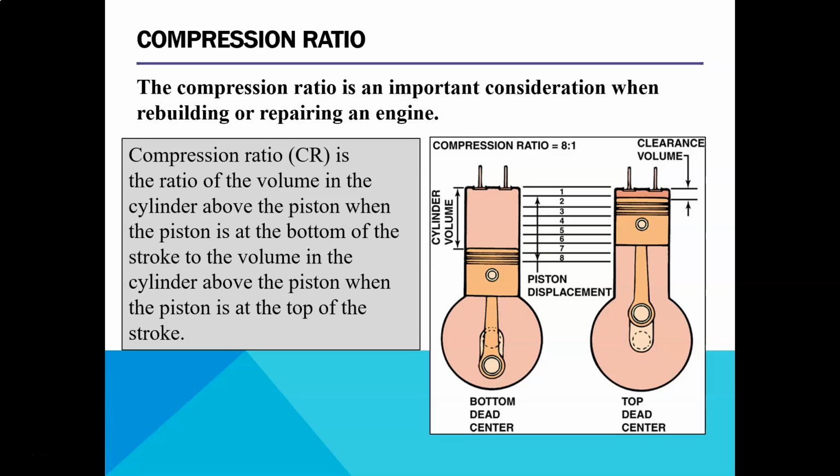So now we go into our compression ratio. And the compression ratio is the ratio of the volume of the cylinder when the piston is in the bottom of its stroke, as compared to the volume of the cylinder when the piston is at the top of the stroke. Right? So what that comes down to is how tightly we squeeze that mixture. And that's where we see 8-to-1 compression, 10-to-1 compression, 12-to-1 compression. Right? The more compression, the more performance is put into that particular engine.